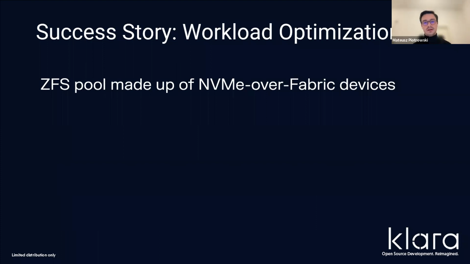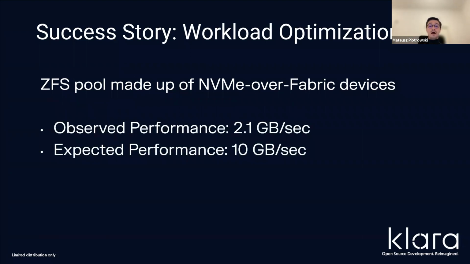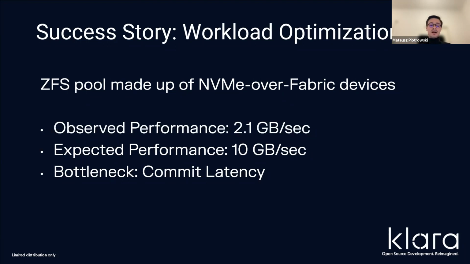Yeah, and now by using all those metrics, we can optimize many systems, and we'd like to tell you one of the success stories of the work we did for one of our clients. The system we were working on had a ZFS pool made up of NVMe over Fabric devices, and the observed performance of the system was 2.1 gigabytes per second. However, the expected performance was 10 gigabytes per second. We were wondering what the reason was for such a huge gap. So we took a look at the metrics and we discovered unusually high commit latency.